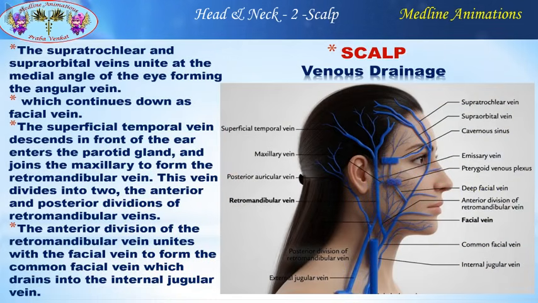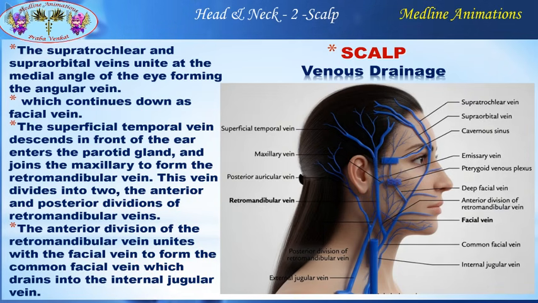Let's see the venous drainage of scalp. Venous drainage of scalp goes along with the venous drainage of face, as shown in the picture. The venous blood from the anterior aspect of the scalp is drained by the supratrochlear and supraorbital veins. The supratrochlear and supraorbital veins unite at the medial angle of the eye and form the angular vein, which continues down as facial vein. Laterally, the scalp is drained by the superficial temporal vein.